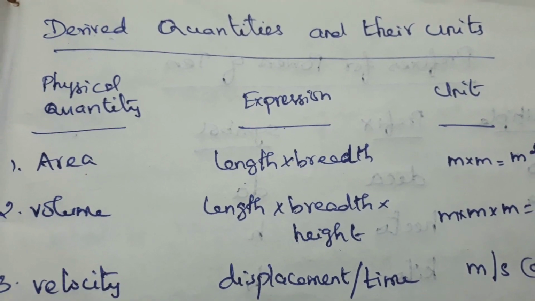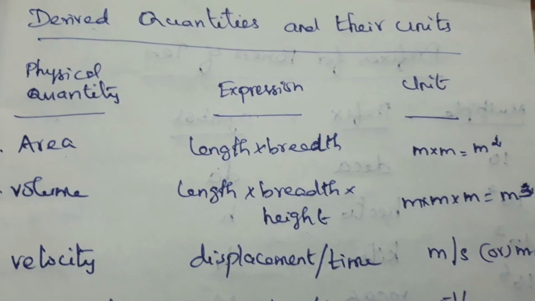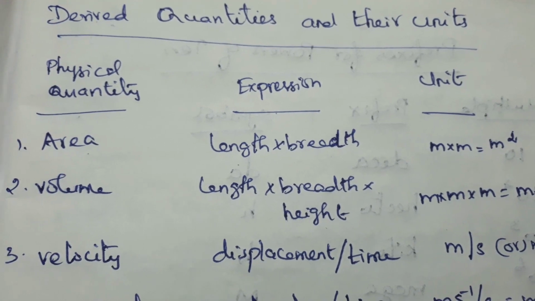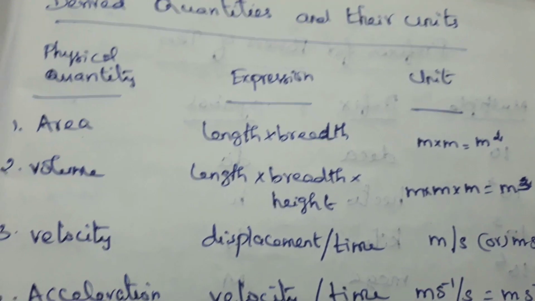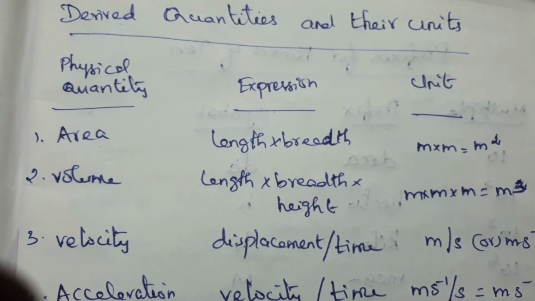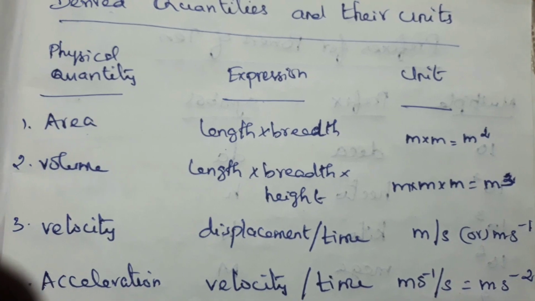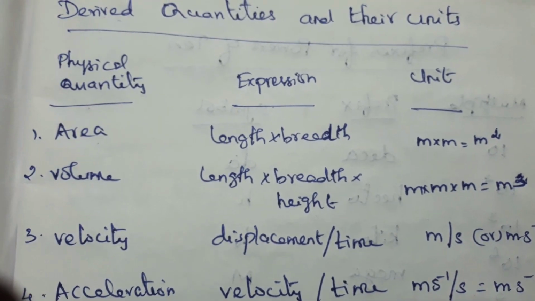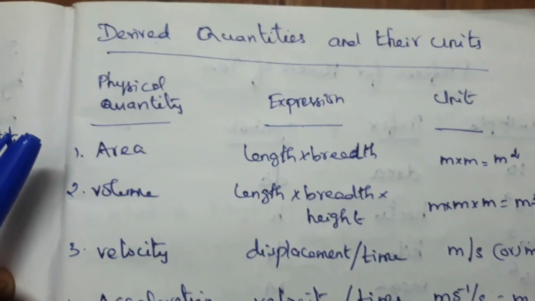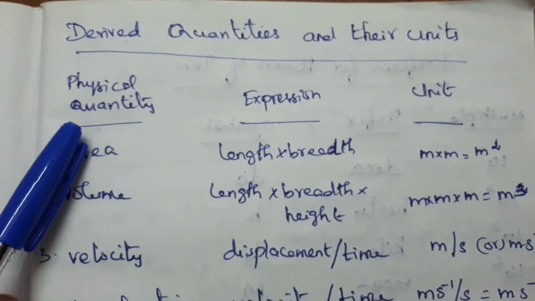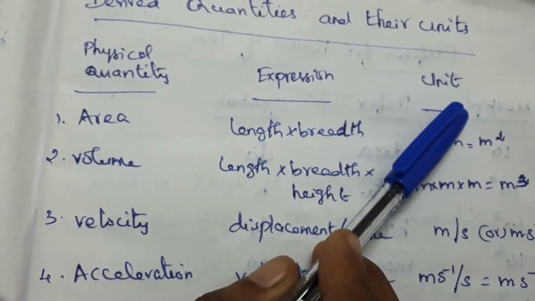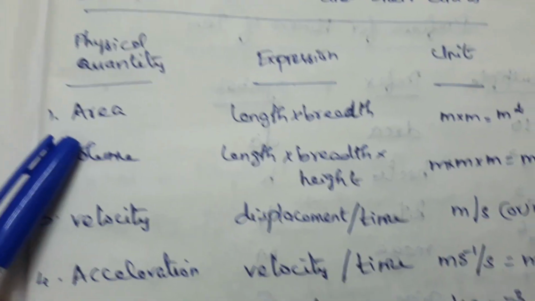Now let us see some of the derived quantities and their units. This also you have to practice in your notebook. Few derived quantities are familiar to you and few are not familiar to you. That can be understood from the upcoming chapters. Okay. Derived quantities and their units. So derived quantities are quantities that can be derived from the fundamental quantities. Physical quantity, expression, unit.